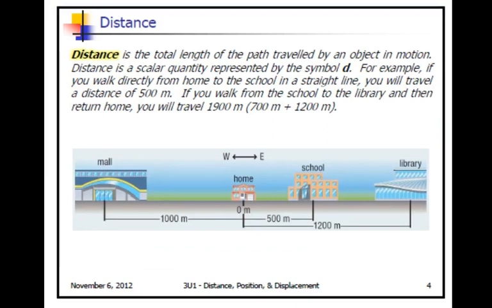Distance is the total length of the path traveled by an object in motion. So distance is a scalar quantity, and we represent it using just the letter d. If you walk directly from home to school in a straight line, it says here in this example, you would travel a distance of 500 meters. If you walk from the school to the library and then return home, you travel 1,900 meters. So you'd have to travel 700 meters plus the 1,200 meters. That is 1,900 meters.